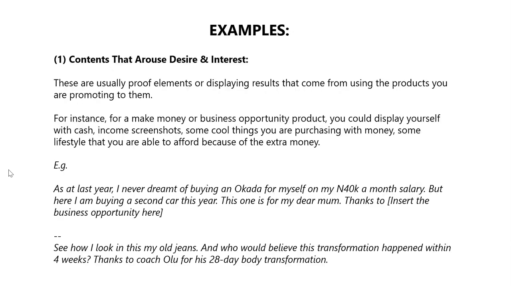With that said, let's look at examples of the 8 types of content for your WhatsApp marketing that I mentioned before. The first one is content that arouses desire and interest. So what do I mean? Now, usually, this can be proof elements too, or you displaying results that come from using the products that you want to recommend. Naturally, if you show people proofs from a product that you are using, it's going to cause people to have interest in it. They will want to ask, oh, what is that about?